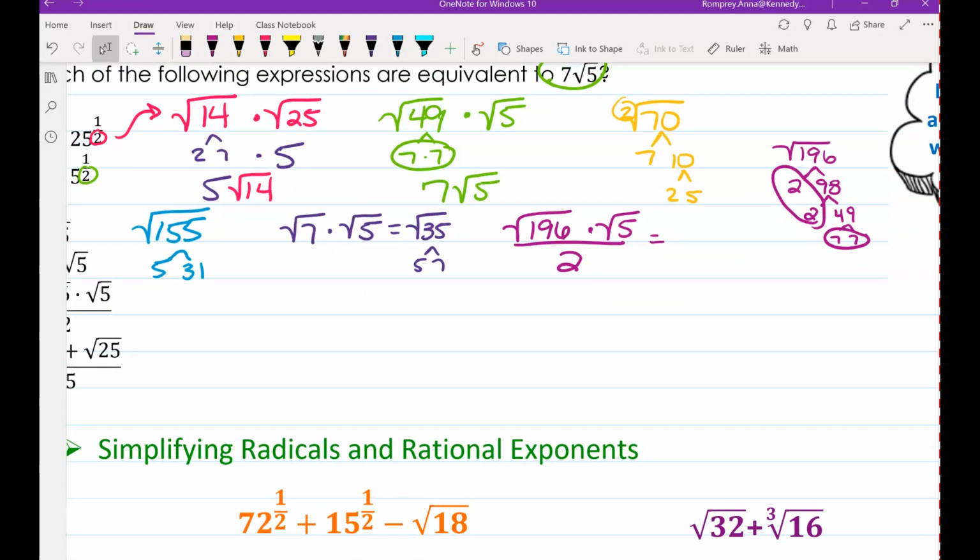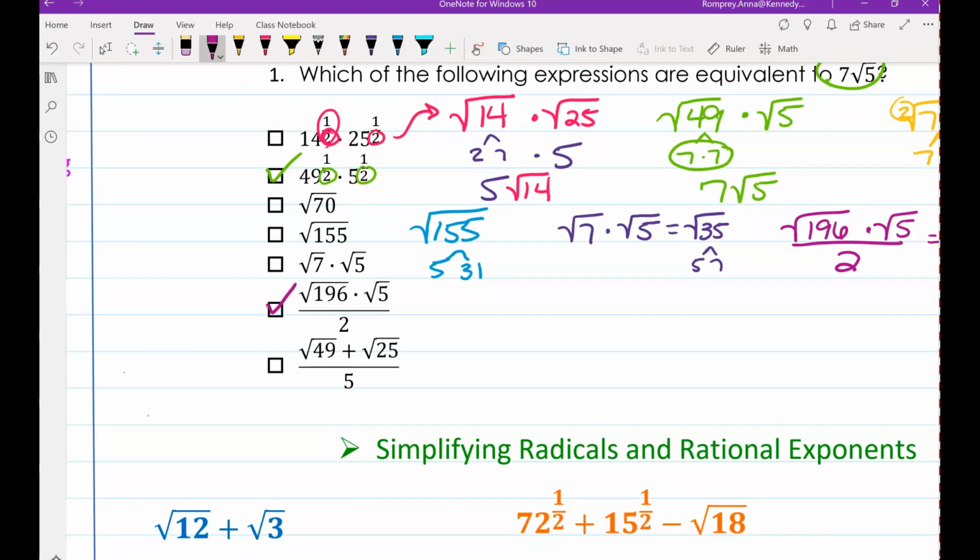They'd both come out. 2 times 7 would give me a 14. So I've got 14 square roots of 5 divided by 2. Hey, well, what's 14 divided by 2? 7 square roots of 5. So that one works. I knew one of them would have to work.